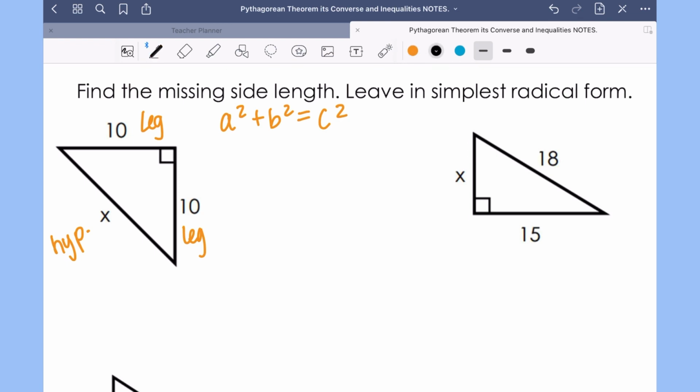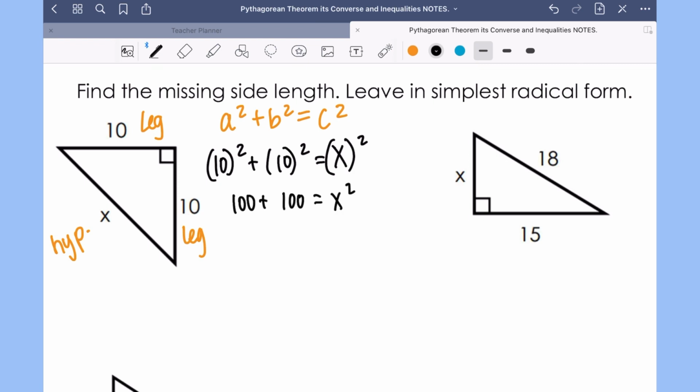Okay, so let's just plug it in. 10 squared plus 10 squared equals, I don't know my hypotenuse, so that's just x squared. Okay, 10 squared is 100. So I have two hundreds here equals x squared. 100 plus 100, 200. Now, what do I do now? I got to solve for x. I have to find the missing side length.